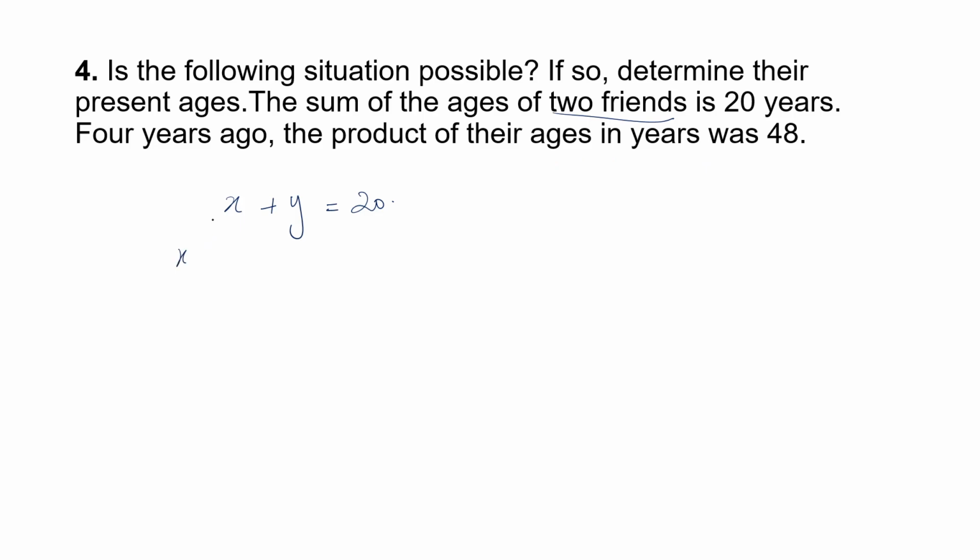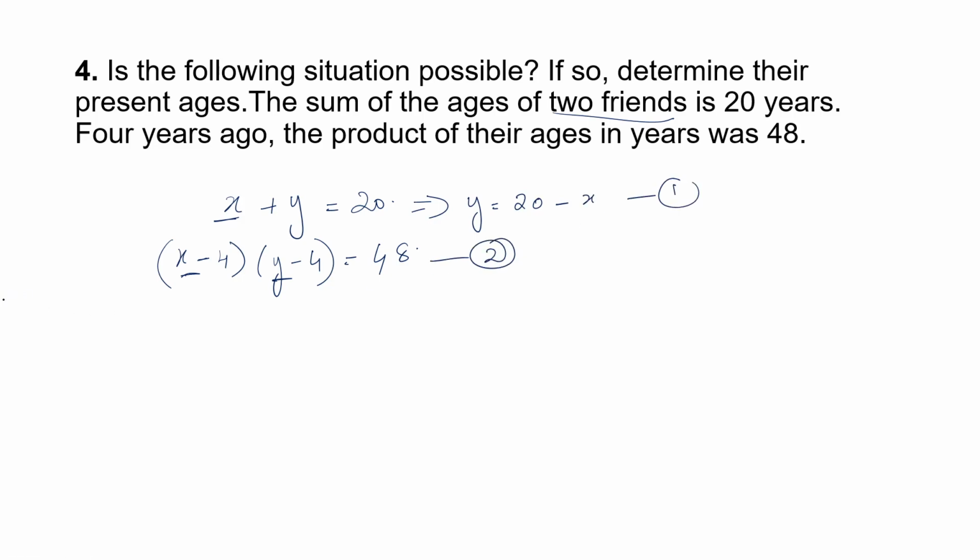4 years ago: now one person's age is x, so 4 years before, what will be the age? 4 years less than now, so x minus 4. The product is given, so y minus 4, which is equal to 48. If there are two variables, we cannot make it a quadratic equation. So let's convert one variable into another. That is what it implies. y is equal to 20 minus x. Let this be the first equation and this be the second equation. So put 1 in 2. I am substituting the y value here.